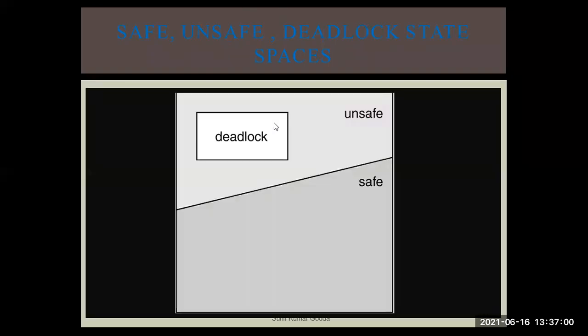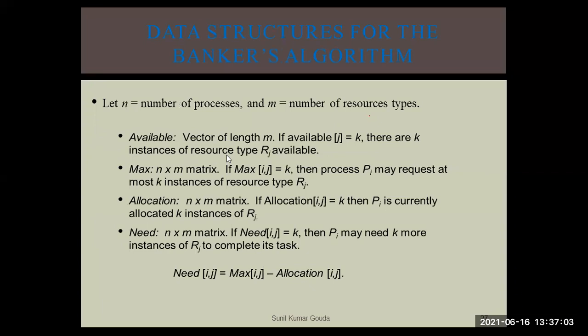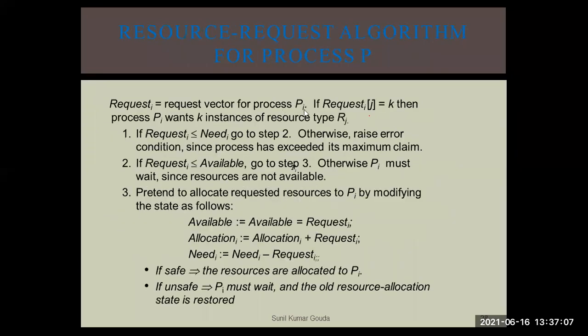We have discussed the banker's algorithm. These are the data structures that we need, and this is your actual algorithm, how it is implemented. The first step you have to remember is that whatever you are requesting should be less than need. What do you have to check? The request should be less than or equal to need. If it is true, then we go to step number 2.